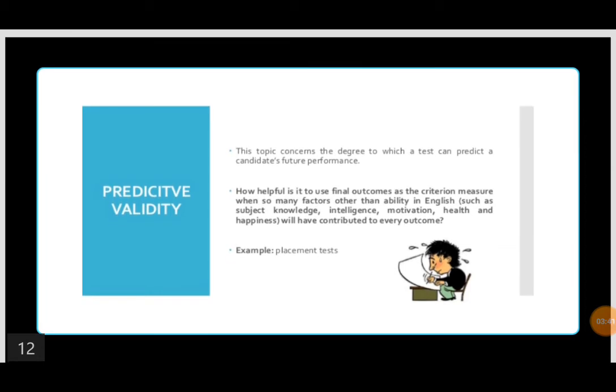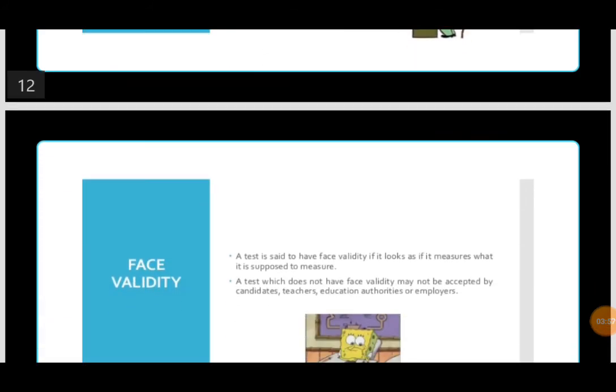Predictive validity. How helpful is it to use final outcomes as the criterion measure when so many factors other than ability in English, such as subject knowledge, intelligence, motivation, health and happiness, will have contributed to every outcome? Example, placement tests.